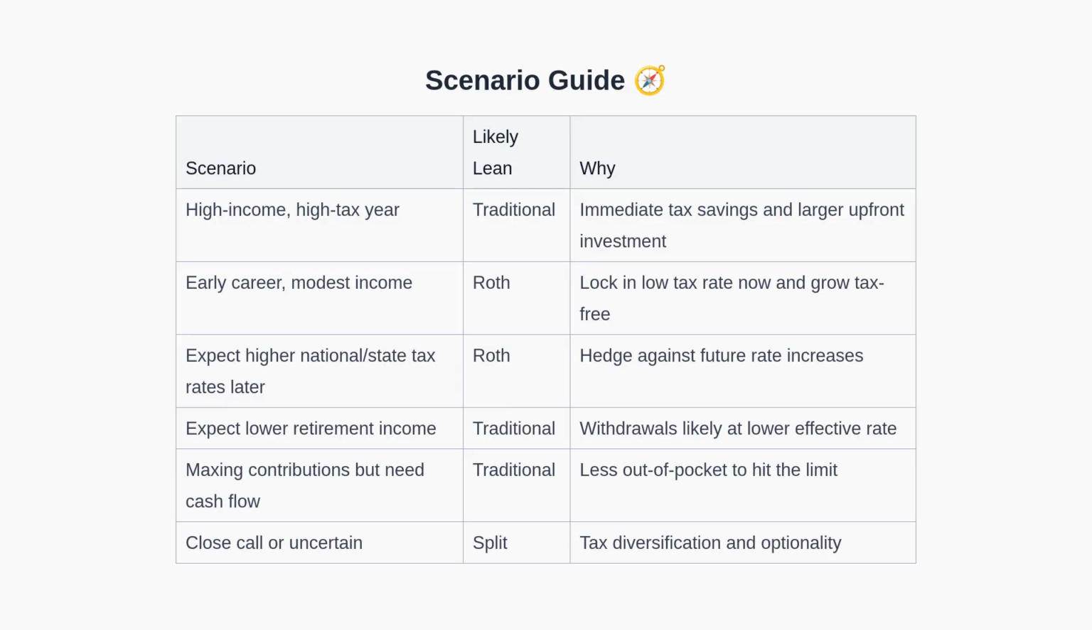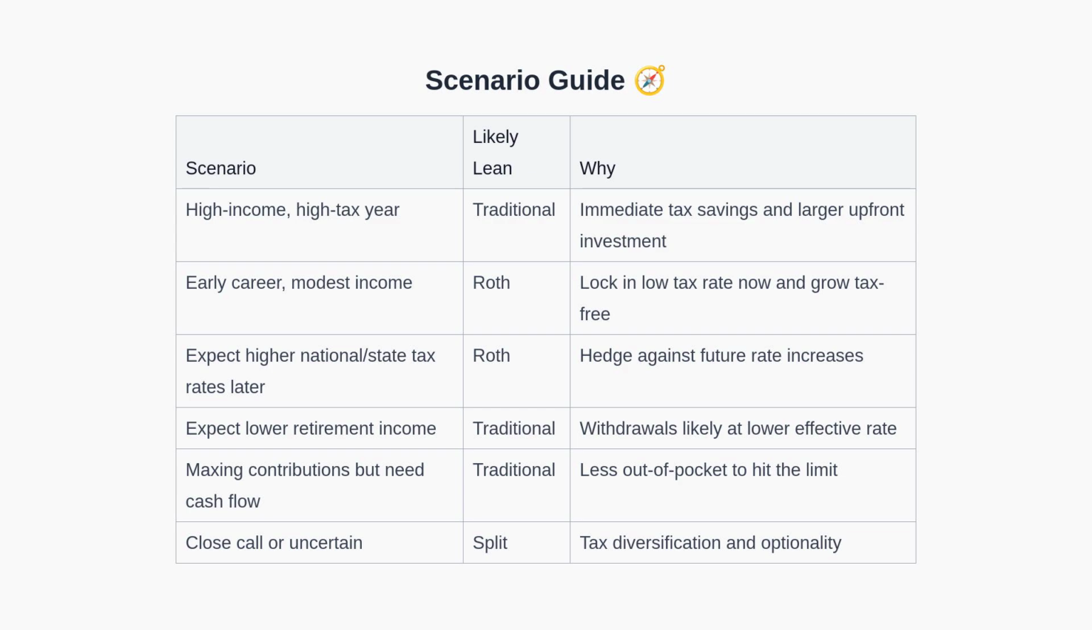This table summarizes typical scenarios. In a high-income, high-tax year, traditional contributions often make sense because you capture immediate savings and invest more upfront. In an early career with modest income, Roth can be attractive because you lock in today's lower rate and enjoy tax-free growth. If you expect higher national or state tax rates in the future, Roth provides a hedge.